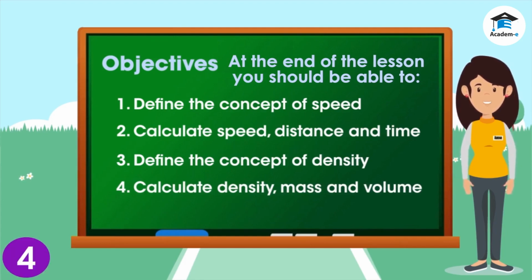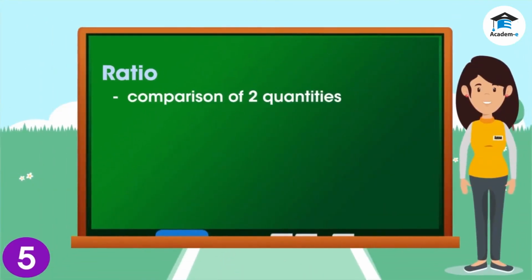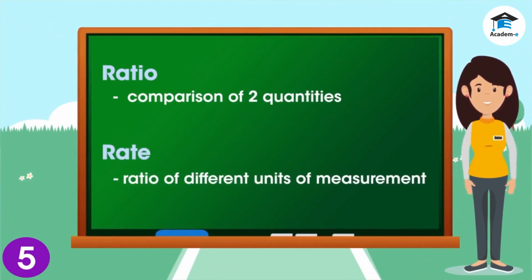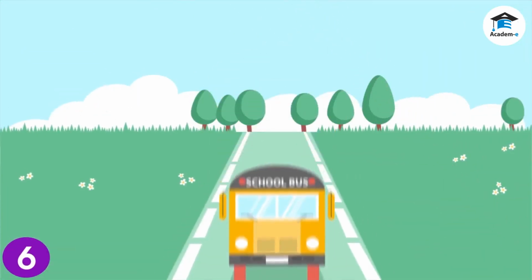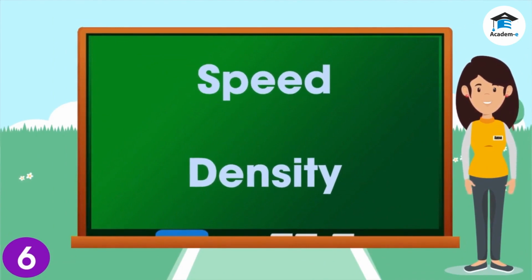Good day, let us have a quick review of what we know about ratios and rates. As we know, a ratio is a comparison of two quantities, and rate is a ratio of two different units of measurement. Today, we are going to study two special kinds of rates, speed and density.